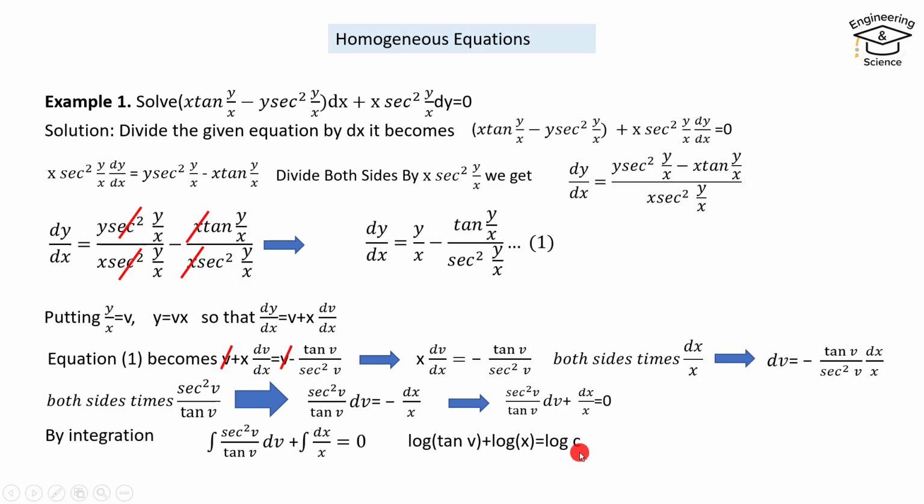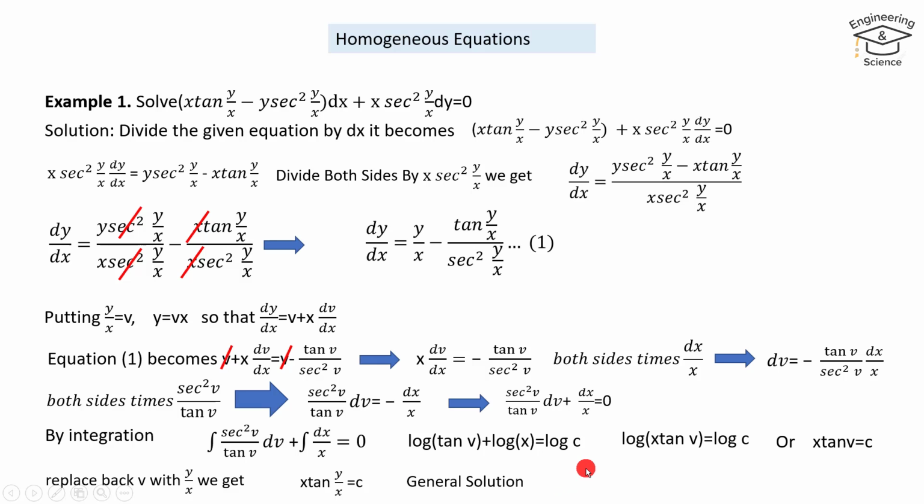You can put c or log c here, both are constants, it doesn't make any difference. According to the logarithm rule, it becomes log of x tan v, and on both sides we have log, so the logs cancel each other, so it becomes x tan v equals c. Now if we replace v back with y over x, we get x tan(y/x) equals c. That is the required solution. That's all. I hope it can be helpful. Have a nice day.